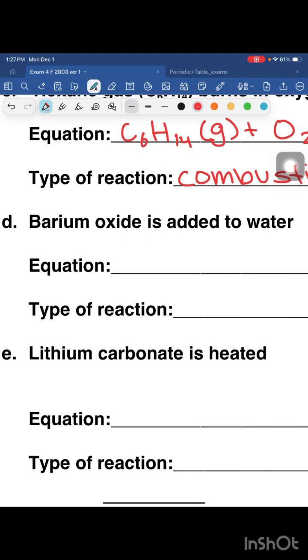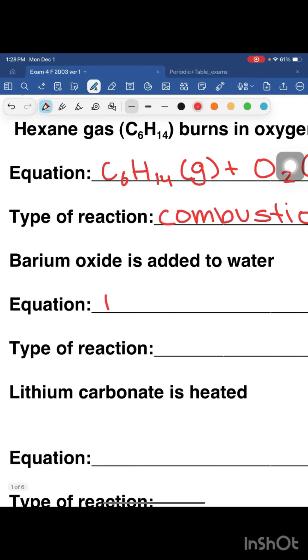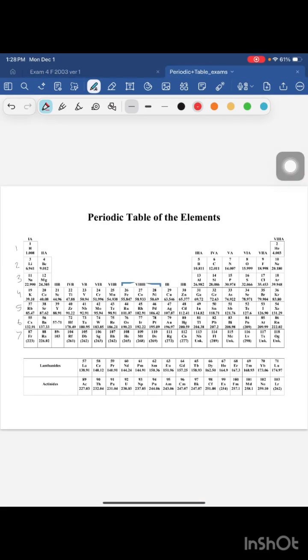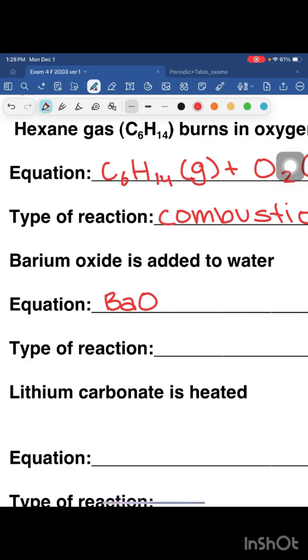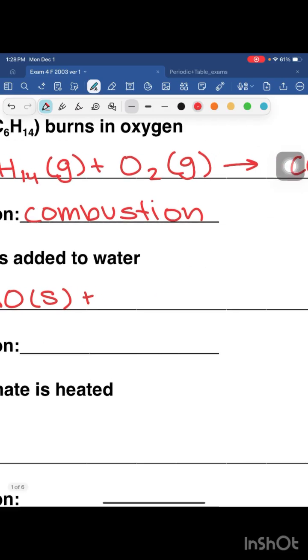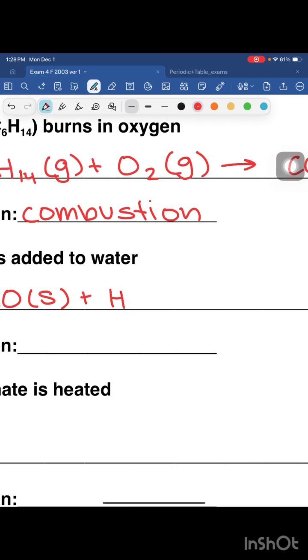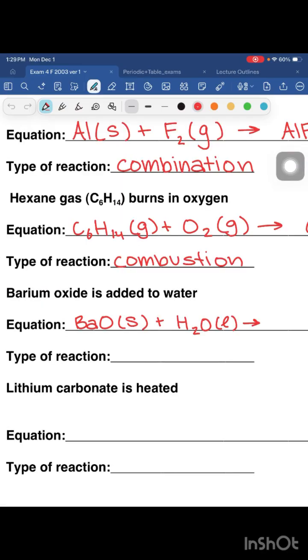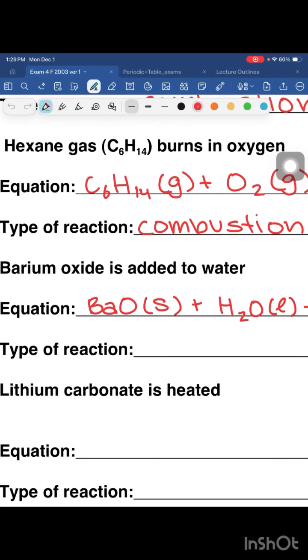Barium oxide, that is BaO. Barium has a 2+ charge, and oxygen has a 2- charge, so it's just BaO. And that is a solid, is added to water. Once again, we're going to think of water as HOH. So when barium oxide is added to water, this is a very special type of combination reaction.